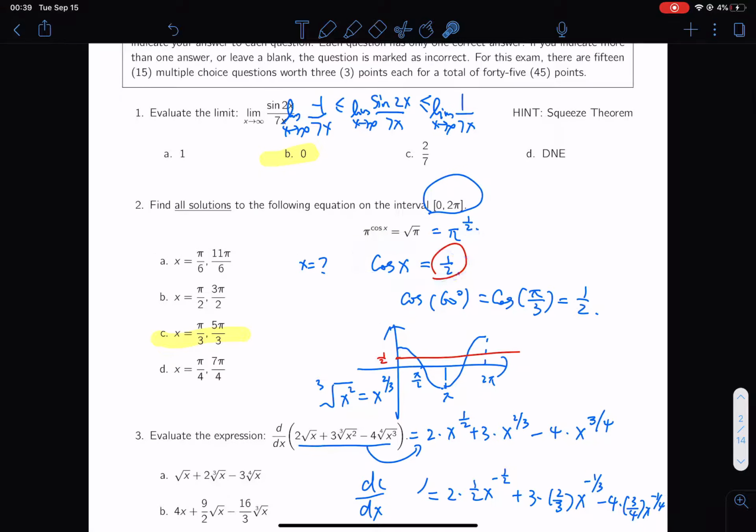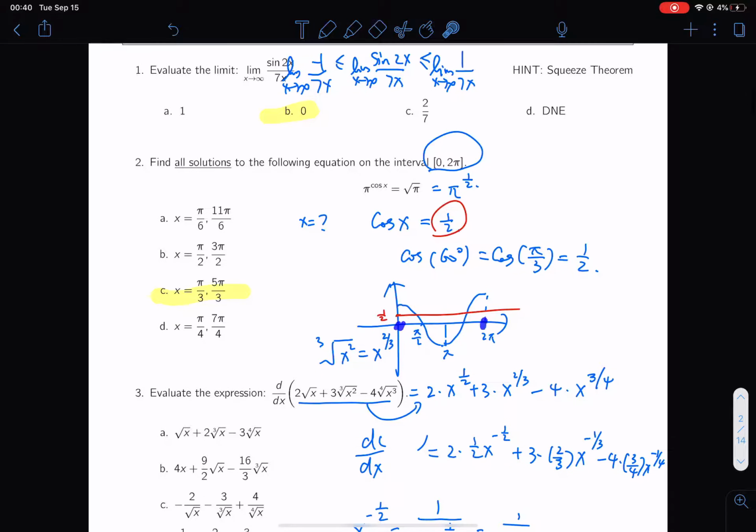So for this one, you can just use the unit circle. We know cosine of 60 degrees, that is pi over 3, is 1/2. Then similarly, we can find another solution that is 5 pi over 3. So you can see this is cosine of x, and for the second equation, 1 is equal to 1/2. We have two intersections. That means we have two solutions on the interval 0 to 2 pi.